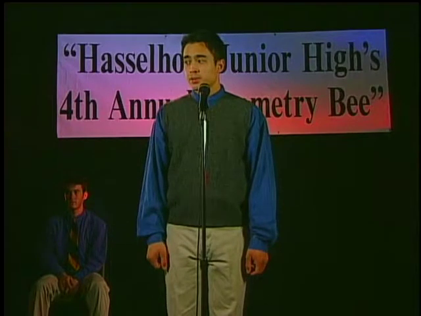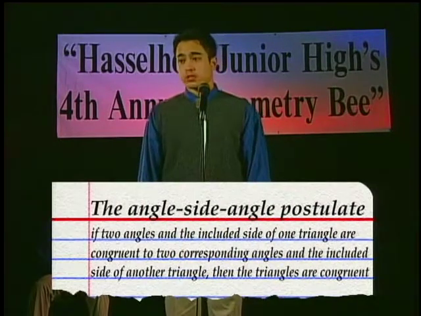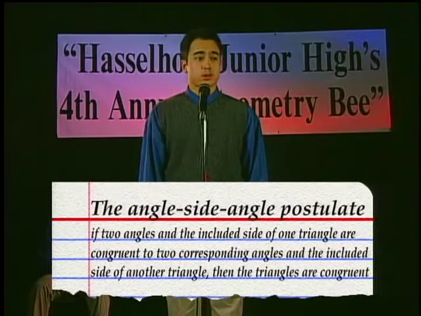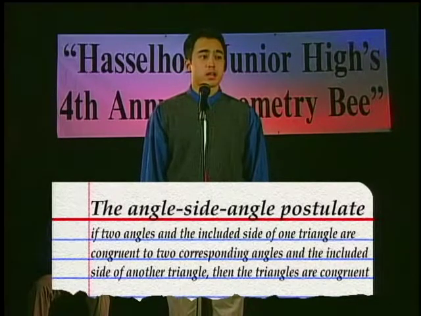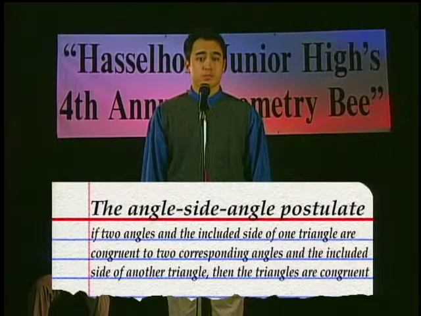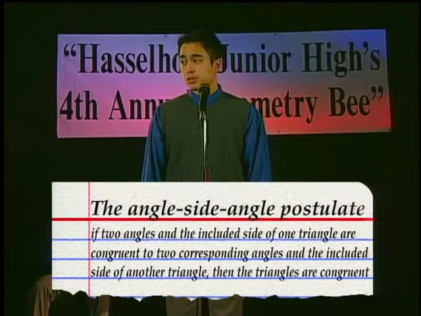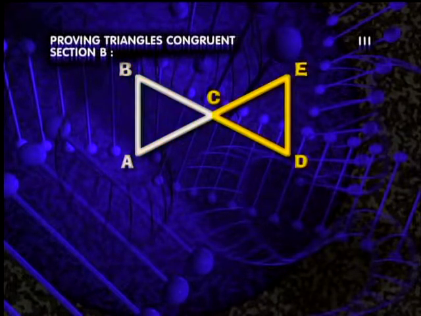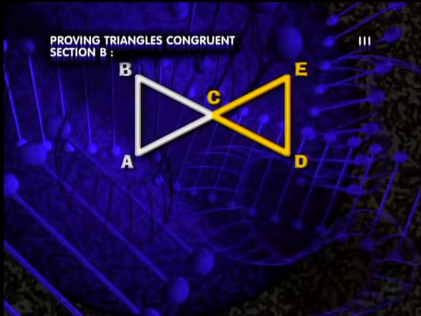Angle-side-angle postulate. If two angles and the included side of one triangle are congruent to two corresponding angles and the included side of another triangle, then the triangles are congruent. The angle-side-angle postulate. Let's look at the triangles here, ABC and EDC. Let's prove them congruent. Sound good?